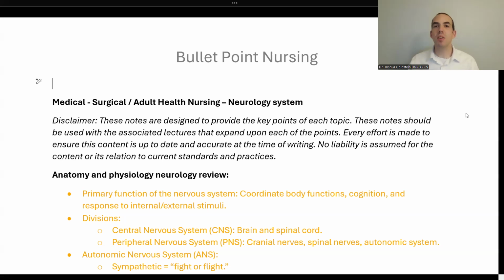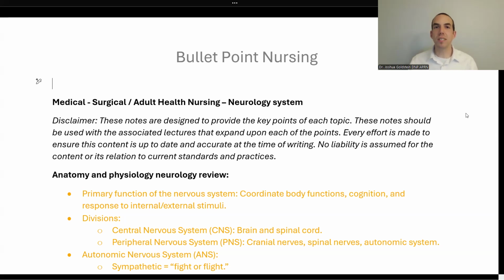The primary function of the nervous system is to control most of the other functions in the rest of the body. For example, the brain is not responsible for moving air in and out of our lungs. The lungs do that, but the brain controls that. So that's the overall function of the nervous system, of the neurological system. There's a bunch of different parts of the nervous system, so let's go through it.